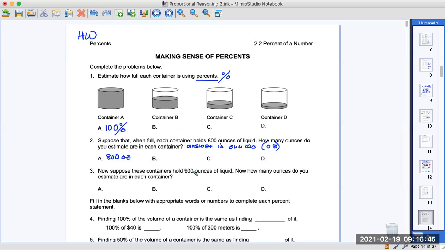And now you're holding 900 ounces of liquid. How many ounces do you estimate are in each container? I know that the first one is full, so it's always the total. So this answer is also in ounces. So your answers have different units. Units of measure, okay?